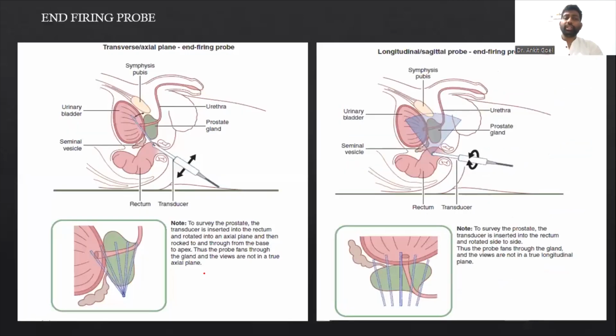How do we manipulate the probe to get the imaging? If we are using an end firing probe, this is very important for us to understand. In an end firing probe, to get an axial view, we insert the probe inside the rectum, then we rock it up and down through the base of the prostate to the apex, and the end firing probe will get axial images of the gland. Like the end firing probe, we have to get the sagittal views. We rotate it from side to side to get the sagittal views.